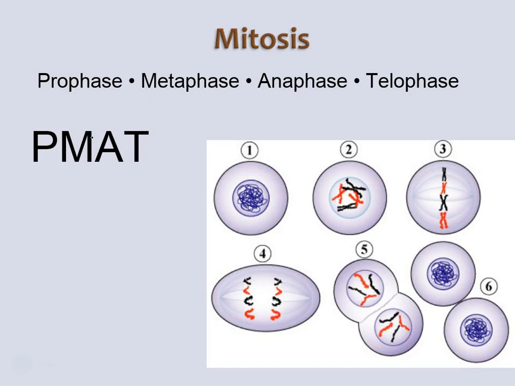I just remember PMAT: prophase, metaphase, anaphase, telophase. So it's like IPMAT would be interphase, prophase, metaphase, anaphase, telophase, and then you'd go back into interphase. But really mitosis just includes prophase, metaphase, anaphase, and telophase.